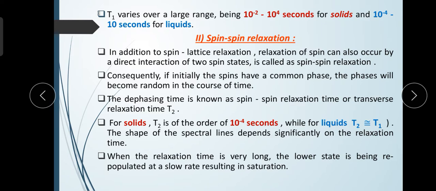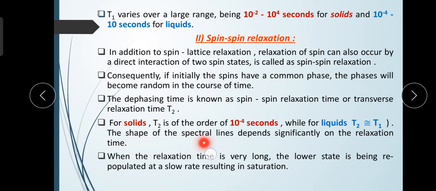Again, same as the spin lattice relaxation time, T2 has different values for different materials. That is, for solids T2 is of the order of 10 to the power minus 4 second, while for liquids T2 is nearly equal to T1. That means if we consider a solid material, the spin relaxation time T2 is of the order of 10 to the power minus 4 second, but for liquids the spin lattice relaxation time T1 and the spin relaxation time T2 both have nearly the same values.